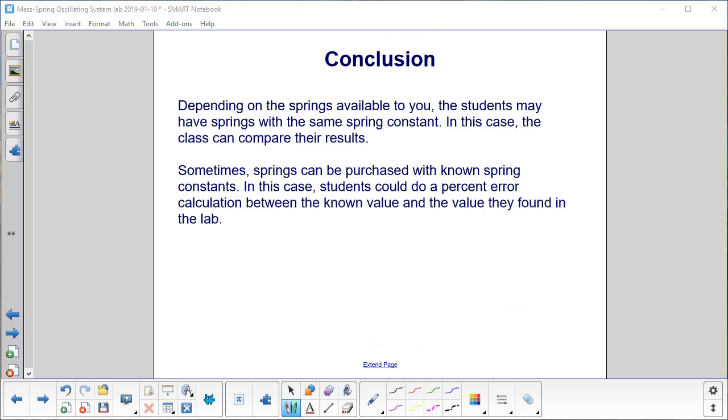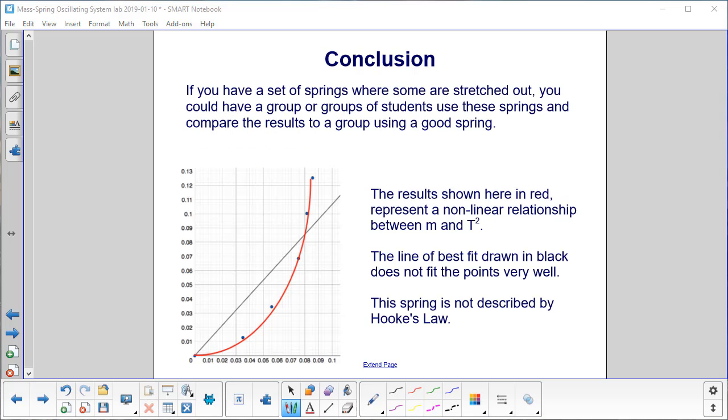Depending on the springs available, the students may have springs with the same spring constant. In this case, the class can compare their results. Sometimes you can purchase springs with known spring constants. In this case, they could do a percent error calculation between the known value and the value they found in the lab. If you have a set of springs where some are stretched out and you have some extra time, have a group or groups of students use those springs and compare the results to a group using a good spring.